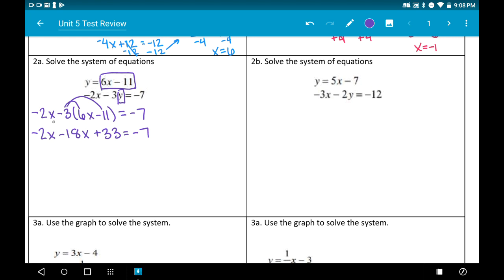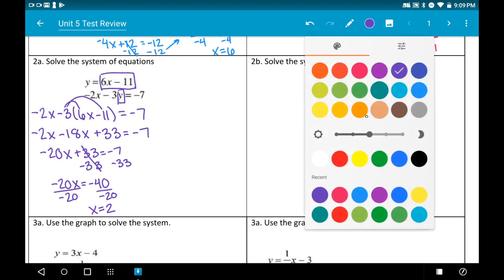So then I combine like terms. We have negative 2x and negative 18x. So when you add those together, you get negative 20x plus 33 equals negative 7. Now we want to get our variable by itself. So first I'll get rid of this 33 by subtracting 33. So those cancel out and we have negative 20x equals negative 40. And our last step here, we divide by negative 20. So x equals positive 2.